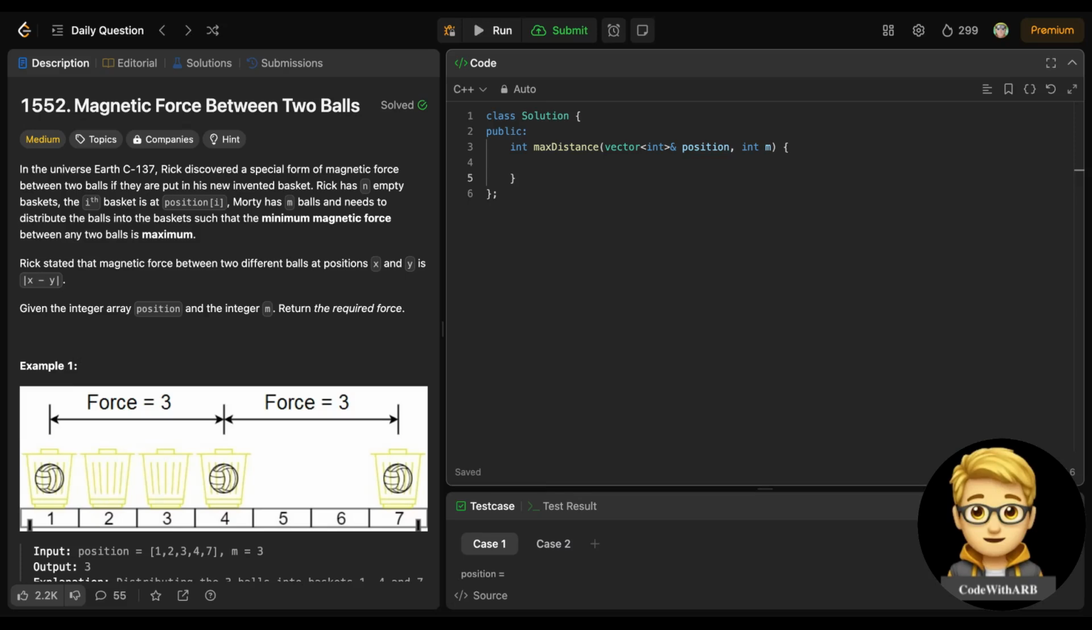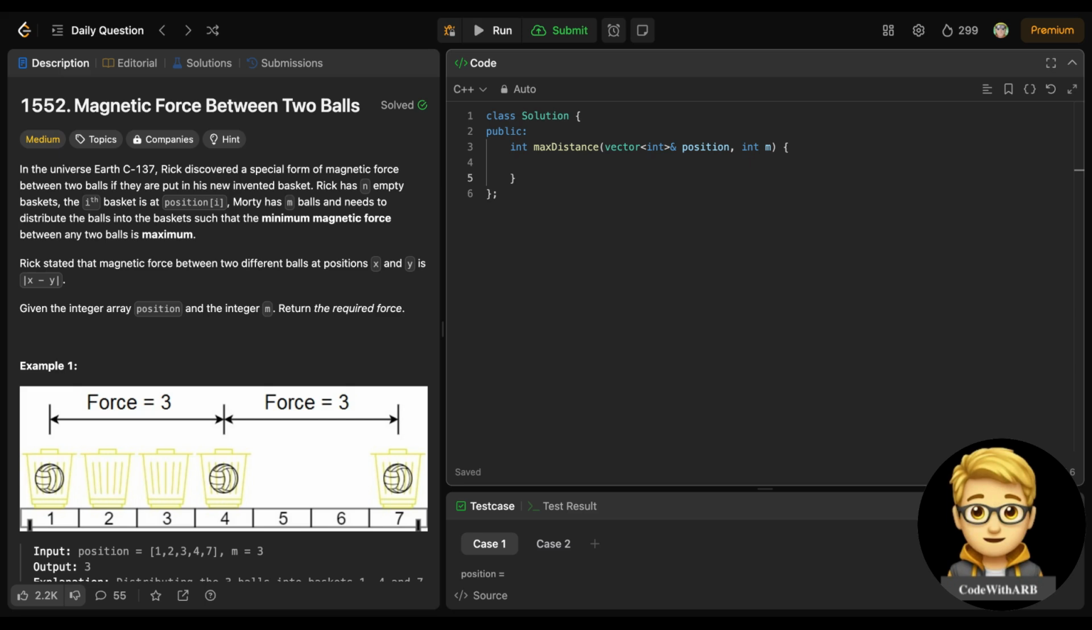Solve this today's LeetCode problem. This is LeetCode medium, magnetic force between two balls, right? So in this question, the question is asking that Rick discovered a special form of magnetic force between two balls if they are put in his new invented basket.